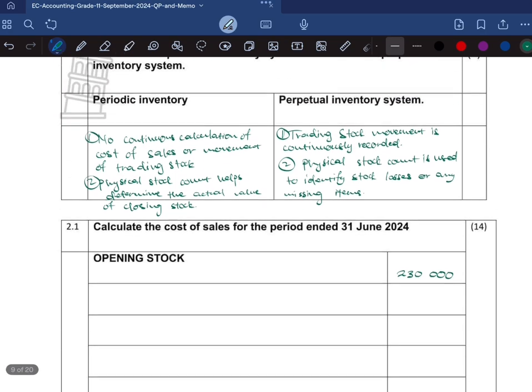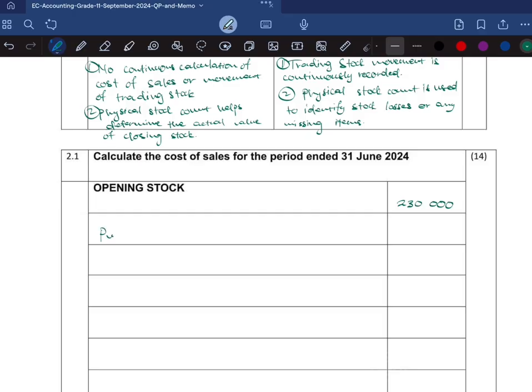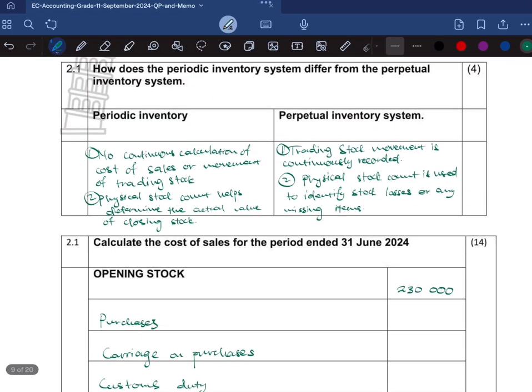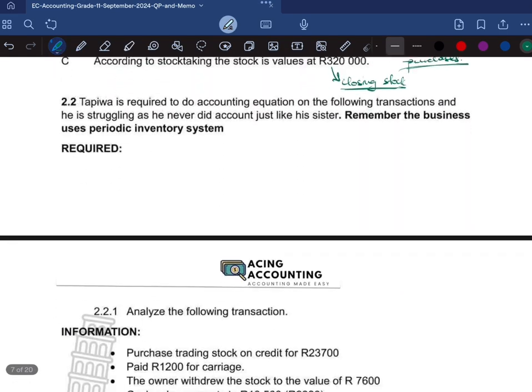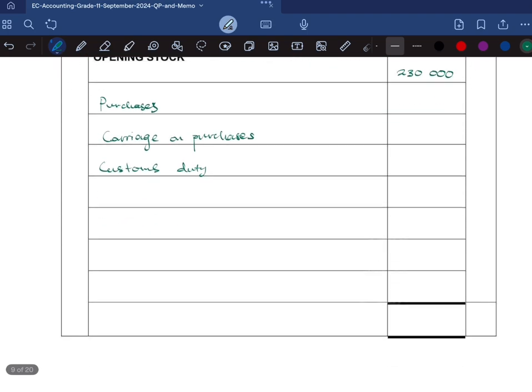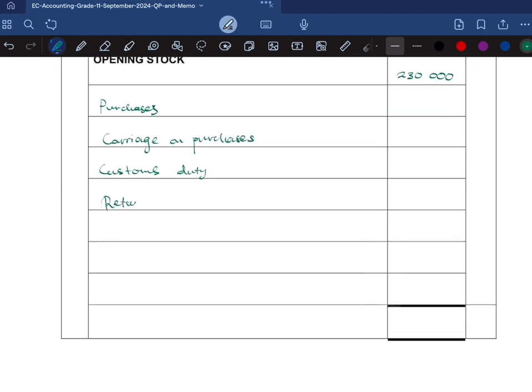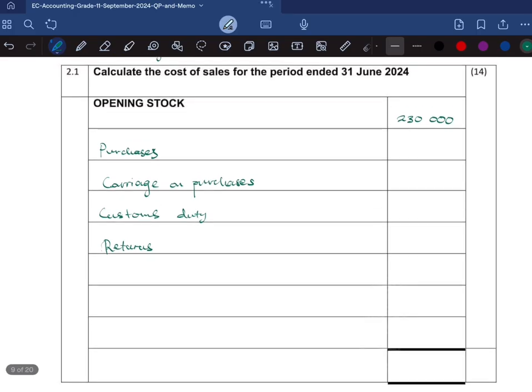Then the second thing that we are just going to plug in is our purchases, and then we can talk about our carriage on purchases. Then we have customs duties. This is as far as I can remember. And then what do we have again? Returns. All right, so we're going to have returns. Don't forget returns. Okay, so for now, let's stop here and then we'll see how we are going to approach it.